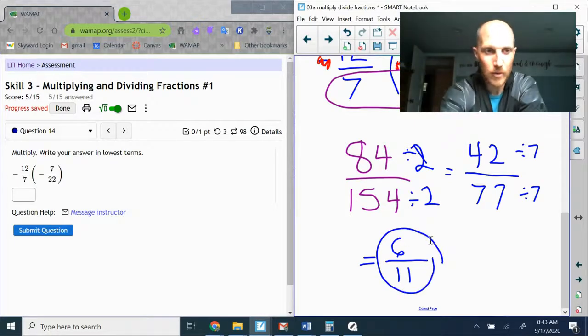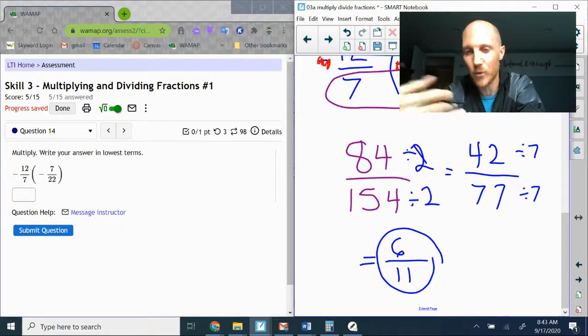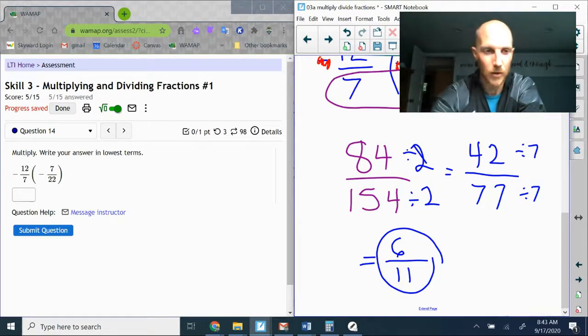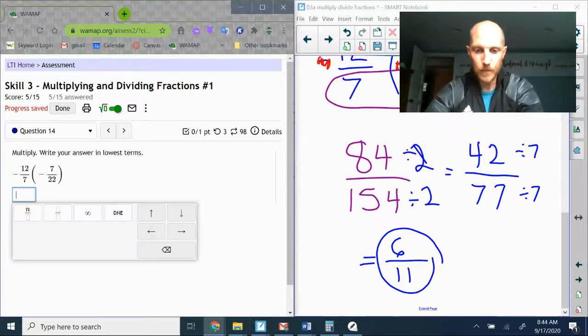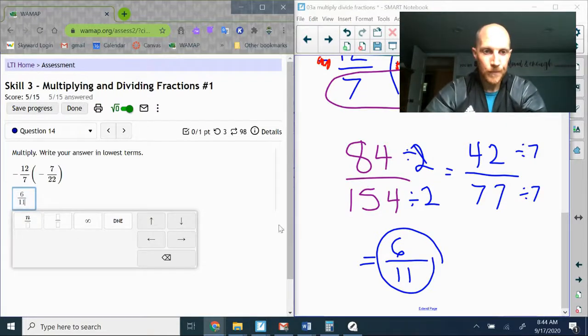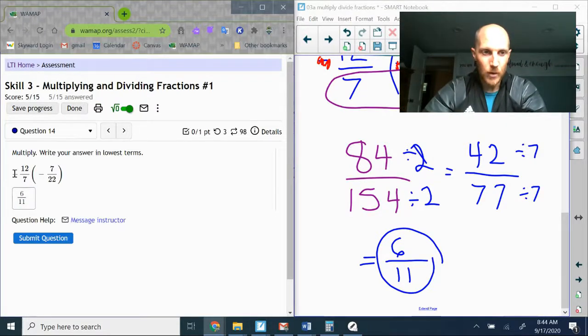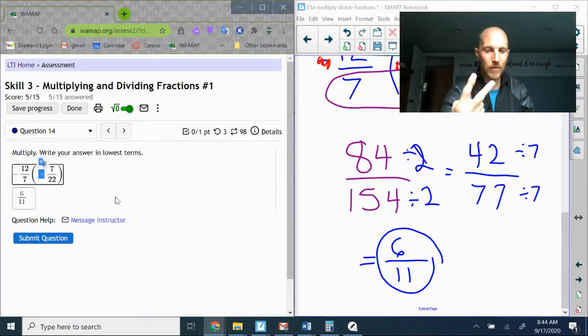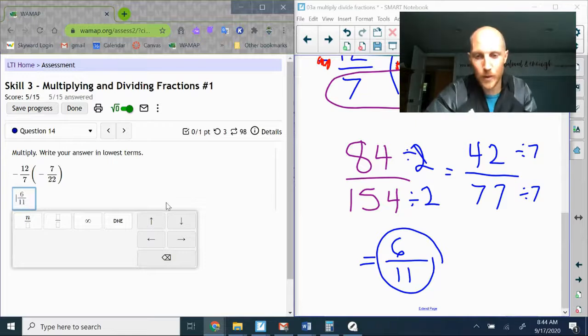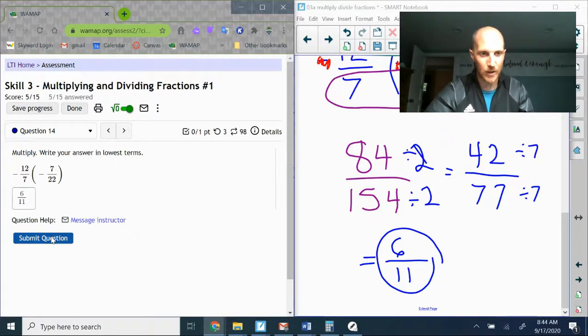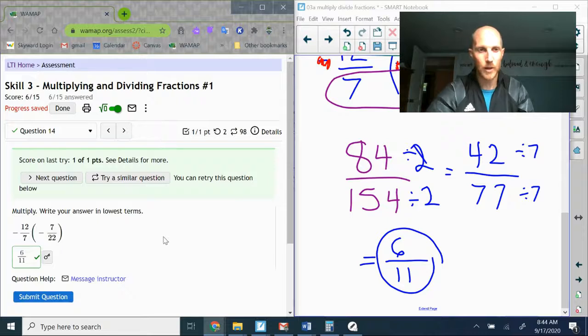So there's my answer. The directions said to write your answer in lowest terms. This is another way of saying the same thing. It means to simplify or to reduce. So 6 over 11. And since there were 2 negative signs in here, and it's an even number of negatives, that means I'm going to get a positive value. If I wanted to write a plus sign in front of here, I could. It's unnecessary. I don't like to type things if they're not necessary, so just go with 6 over 11.